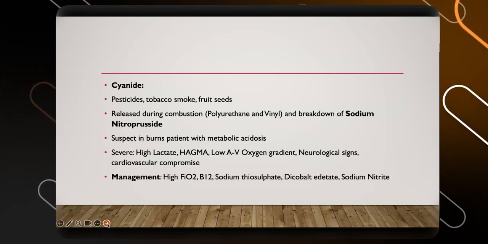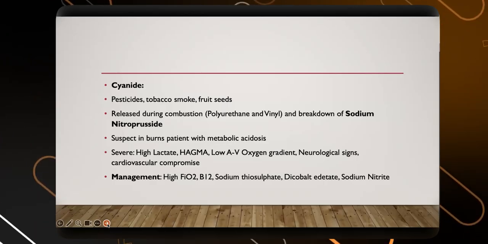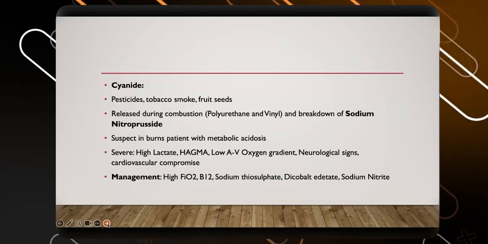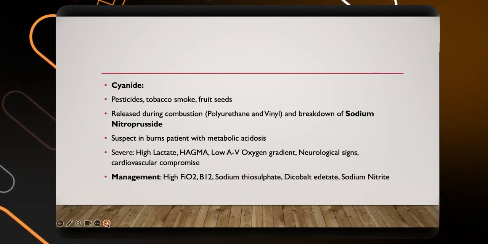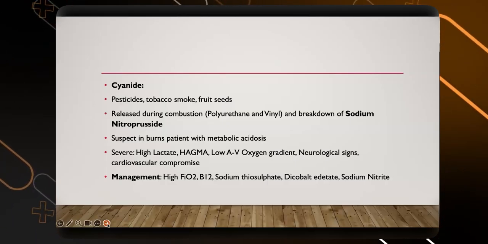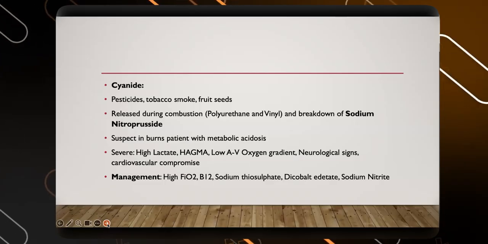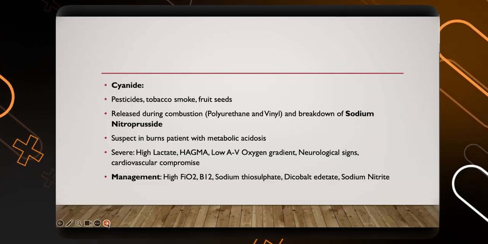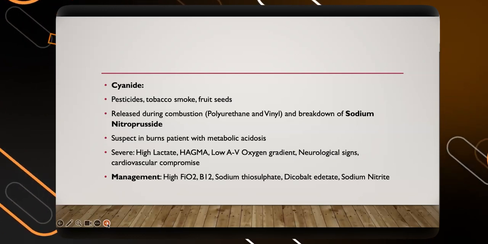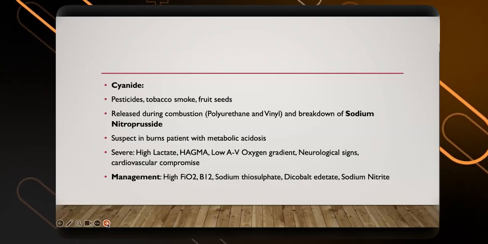Cyanide, which I talked about earlier, but I'll discuss once again because it's one of the inhalational toxins, especially if there is a house fire or suspected in burns victims. And it's present in pesticides, tobacco smoke and fruit seeds, and released during combustion, that is, of polyurethane and vinyl, and breakdown of sodium nitroprusside. Suspect in a burns patient with metabolic acidosis. So if there's a burns patient who has come in with metabolic acidosis, cyanide toxicity should come to your mind straight away.